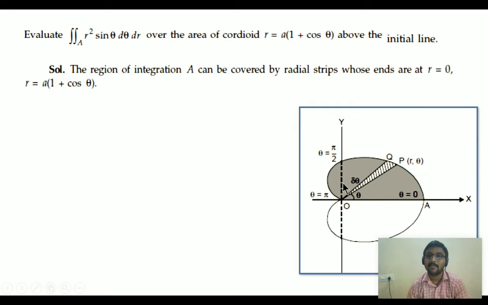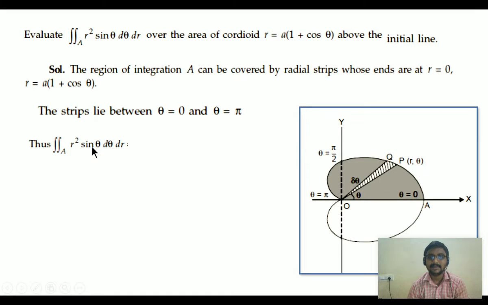Only we have to take the part above the initial line, only the upper half of the cardioid. For the upper half of the cardioid, theta moves from 0 to pi, and for the r limits, from the pole point we have r is 0. For the curve we have r is a into 1 plus cos theta. So whenever we have the r and theta limits, now we can compute the required double integral. So the strip lies between theta equal to 0 and theta equal to pi. Thus for the required double integral, just we have to take the limits.